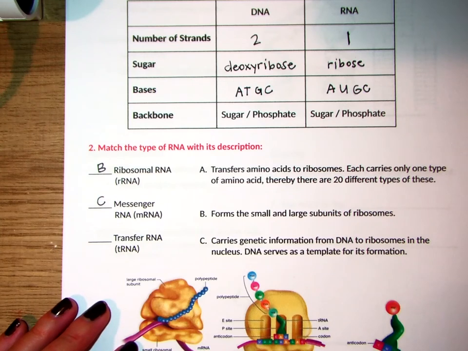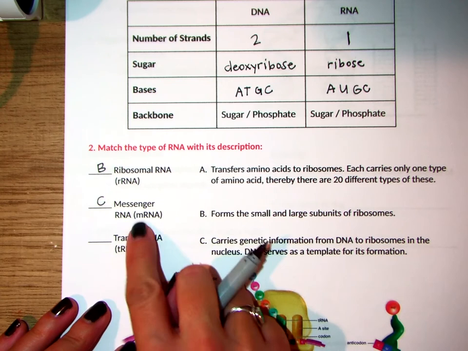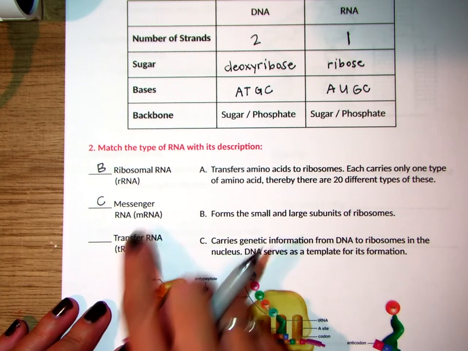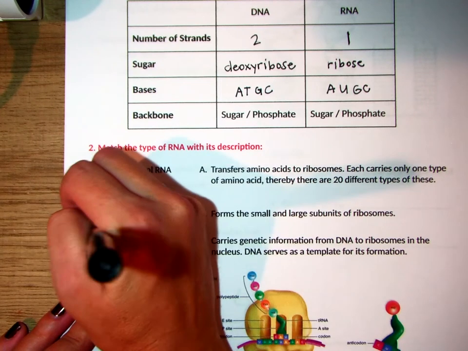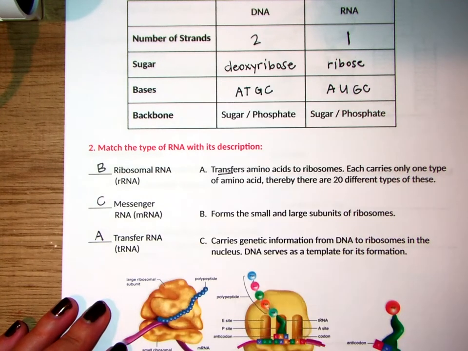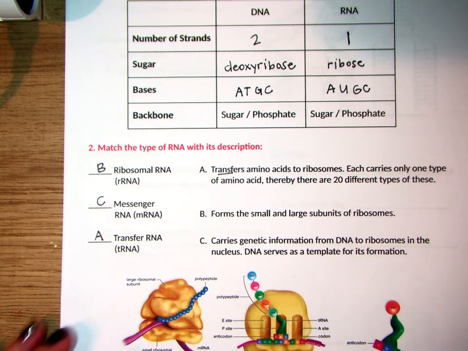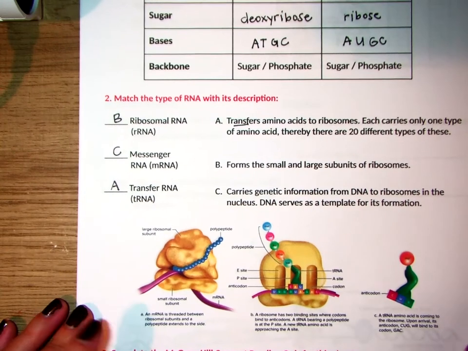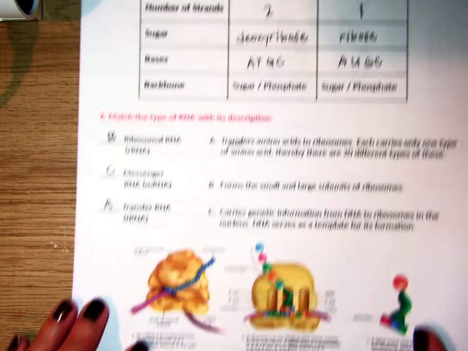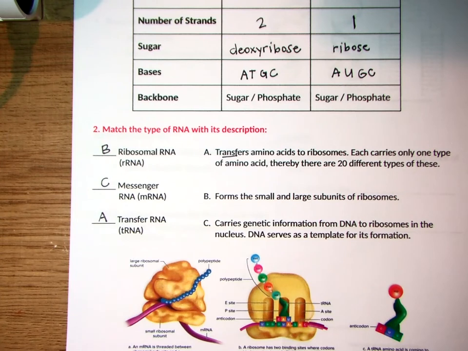And then transfer RNA, or tRNA, and again messenger RNA, we use a little m in the front of it, and tRNA, we use a little t, is A. It transfers amino acids to ribosomes, and each carries only one type of amino acid, thereby there are 20 different types of these, since there are 20 different types of amino acids. And we might come back to those pictures in a little bit here.